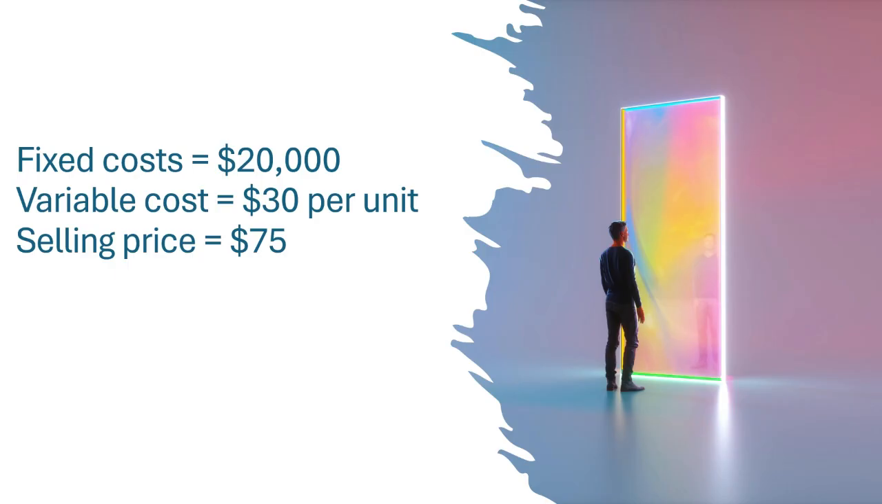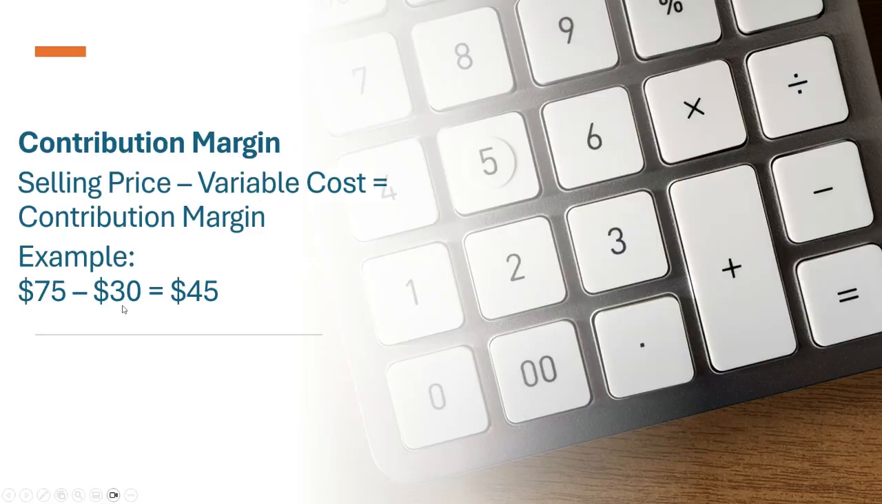So first, we're going to calculate our contribution margin. The formula for our contribution margin, which is the first thing we're going to calculate, is our selling price minus our variable costs. And that's going to get us to our contribution margin. So in our example, our $75 selling price minus our $30 variable cost is going to put us at a contribution margin of $45.